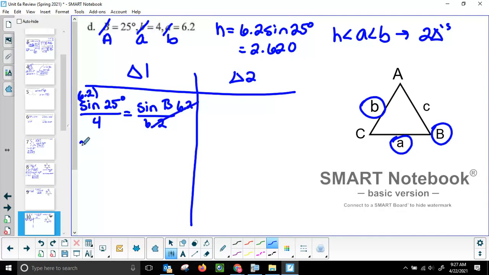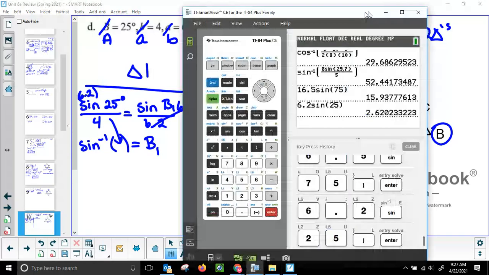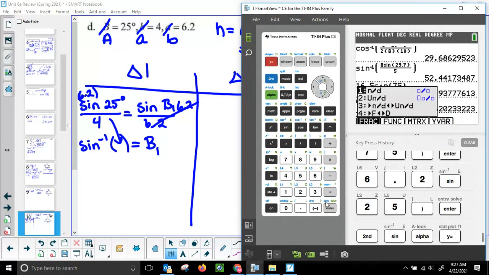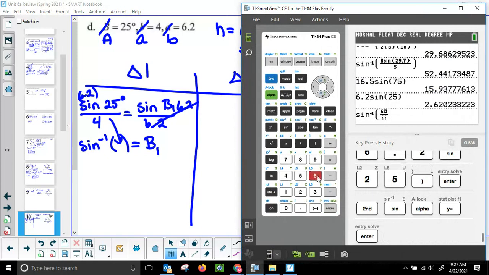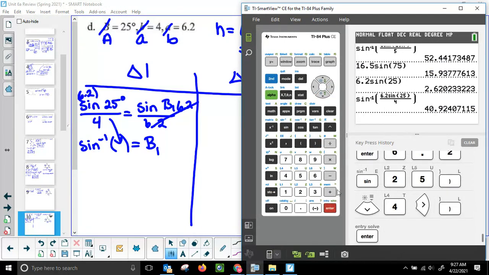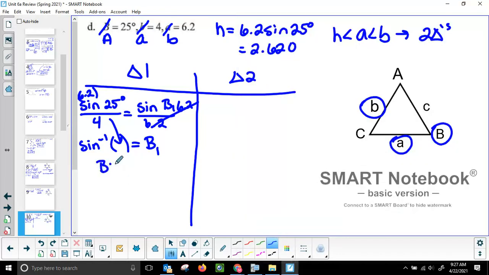All right, and then I'm going to have to take the inverse sine of both sides to get my B. And I should be calling this B1 because we're going to have one for triangle 1 and one for triangle 2. So we go ahead and say, okay, the inverse sine of 6.2 times the sine of 25 divided by 4. And that is 40.9 degrees. Remember, this is an angle, just round it to 1/10. So B is equal to 40.9 degrees.